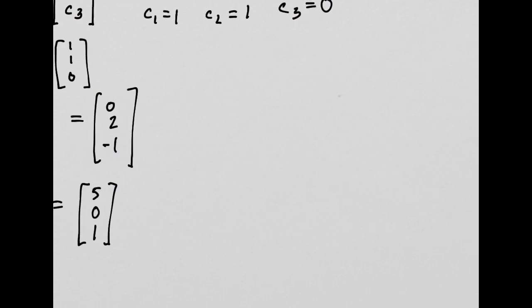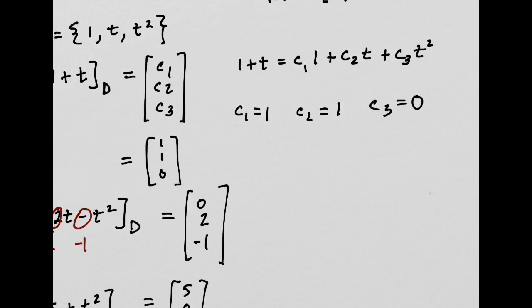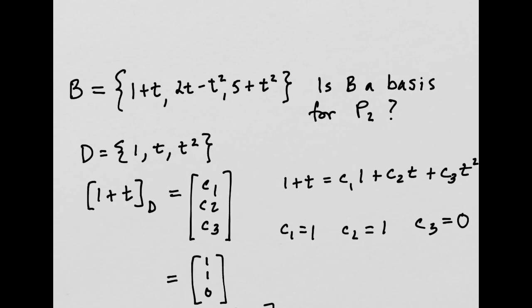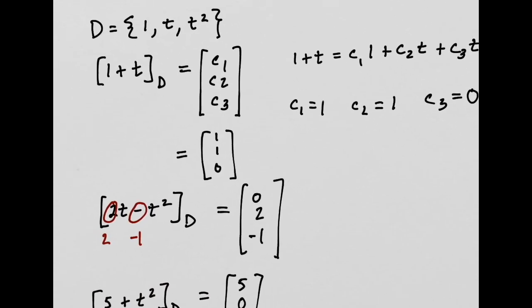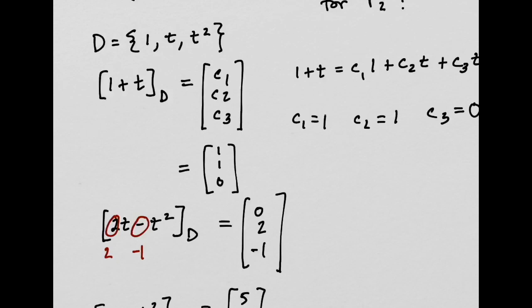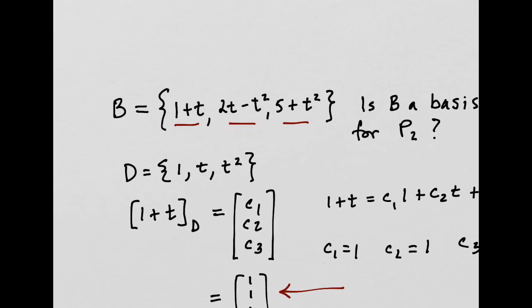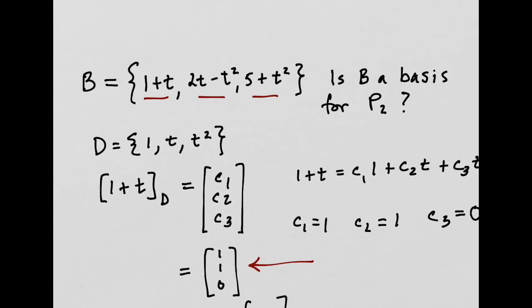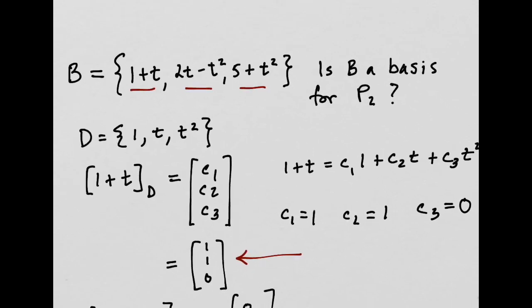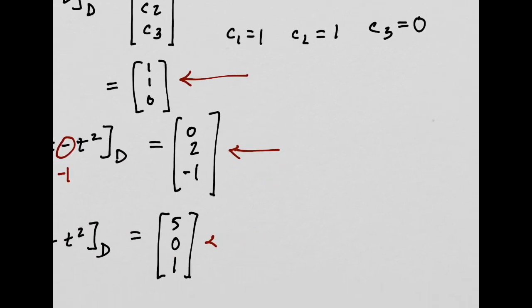So instead of working with these three vectors in the set B, I can work with their coordinate vectors that we found here, and here, and here, in R3. And if those three vectors form a basis for R3, then the polynomials up here in B, or more specifically B itself, forms a basis for P2. So let's see if we can do that.